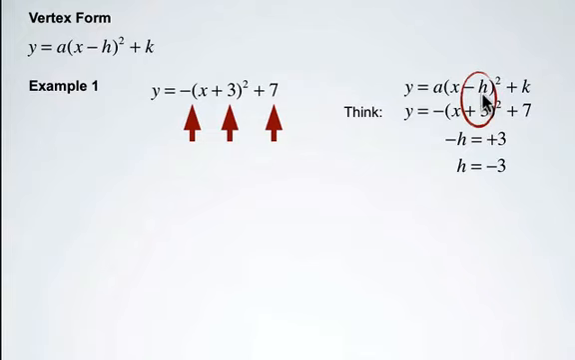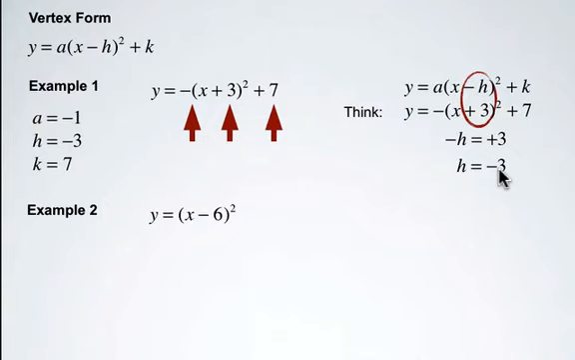And there's the explanation. Negative h is equal to positive 3. We isolate to get h, we remove this negative, and change the signs. A, in this case, is negative 1. H is negative 3, and k is 7. Let's look at another example and identify each of the coefficients a, h, and k. Y equals x minus 6 squared.